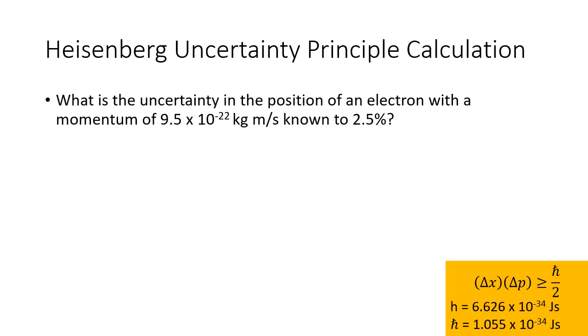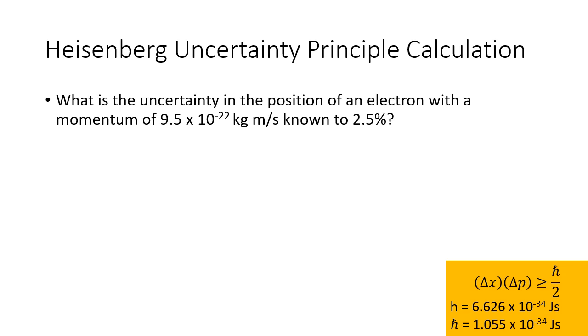Let's try a calculation. This math is actually reasonably easy. Just remember two things. Number one, dx, dp, dv, all of them mean the uncertainty in the measured value. And number two, when you multiply or divide an inequality by a negative number, you have to flip the sign. This is not relevant for this example, but it's something you should be thinking anytime you see an inequality. If I divide this by a negative number, I have to flip the sign. So what is the uncertainty in the position of an electron with a momentum of 9.5 times 10 to the negative 22nd kilograms meters per second, known to 2.5%?